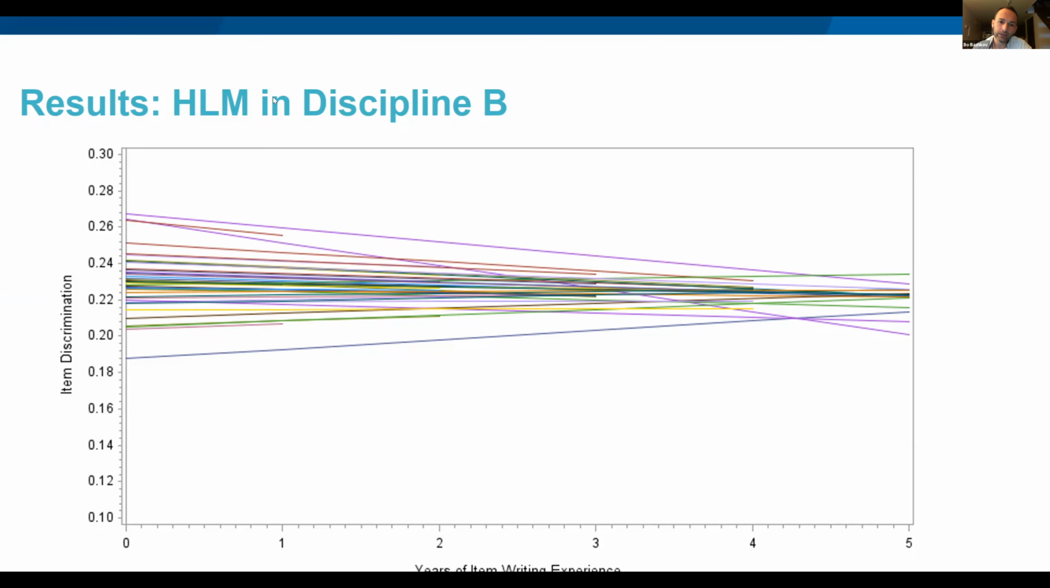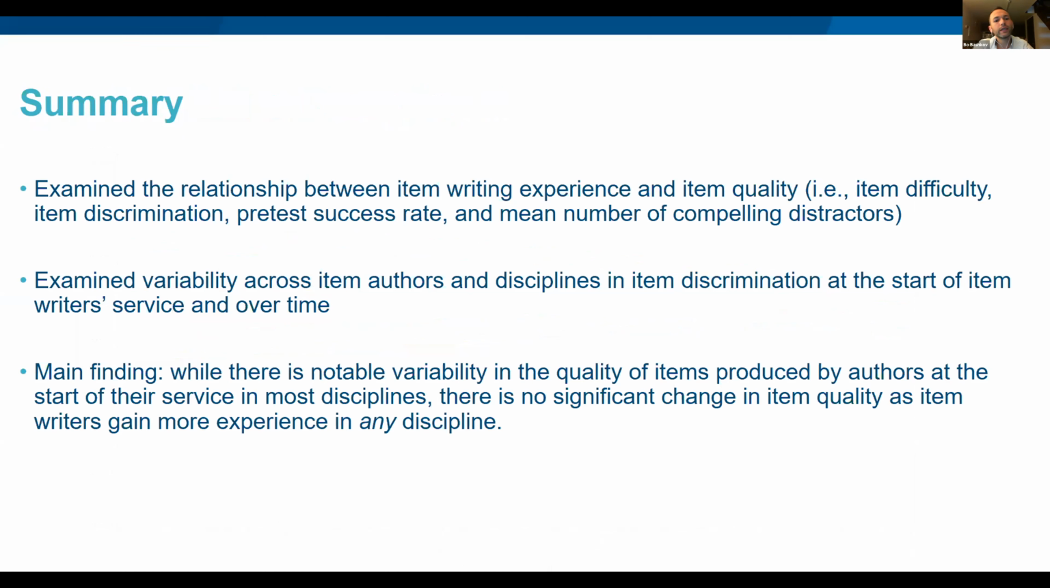And this was the case, like discipline B, for 5 of the 7 disciplines. We saw significant variability in intercepts, but no significant variability in slopes, in how item discrimination changes as authors gain more experience. So in summary, we examined the relationship between item writing experience and item quality using item difficulty, item discrimination, pretest success rate, and mean number of compelling distractors as indicators of item quality, because this has not been formally done in the literature, and we think it is important to examine.